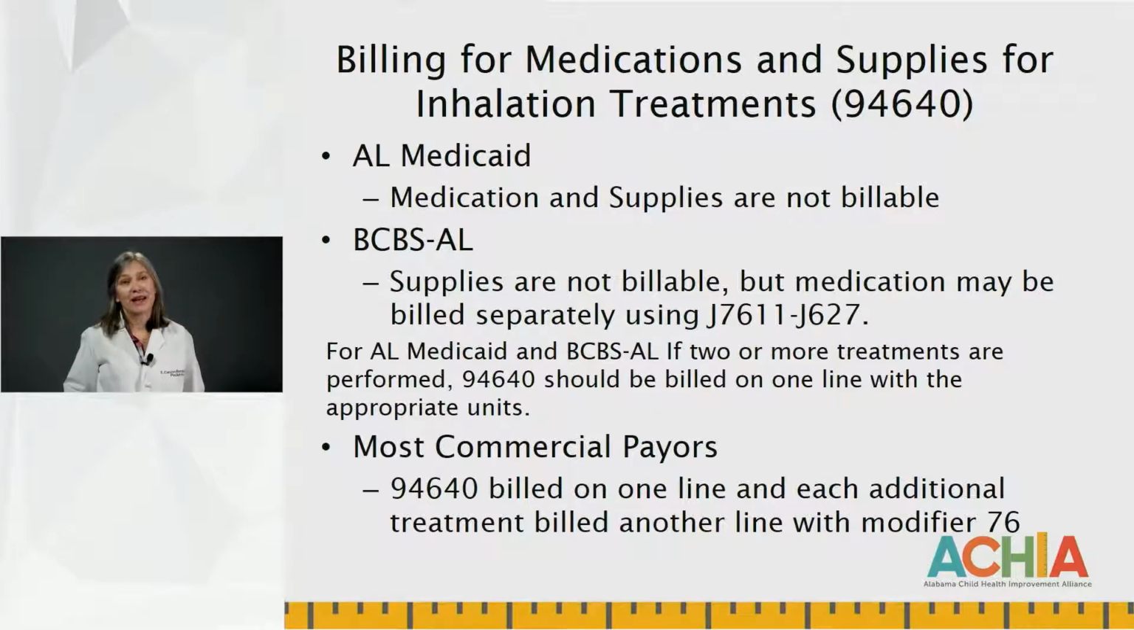What about billing for medications and supplies when you give an inhalation treatment? Alabama Medicaid does not allow you to bill for additional supplies. Blue Cross Blue Shield will allow you to bill for the medications. Now, the way you bill for Blue Cross Blue Shield of Alabama and Alabama Medicaid, if you're giving multiple treatments on one day, is on the same line with the number of appropriate units. You should check with other payers, though, because they will often have you bill on one line, and then each additional treatment will be billed on another line with a modifier 76.